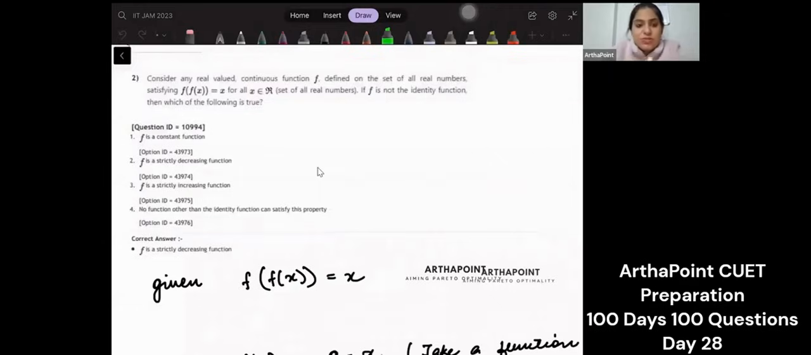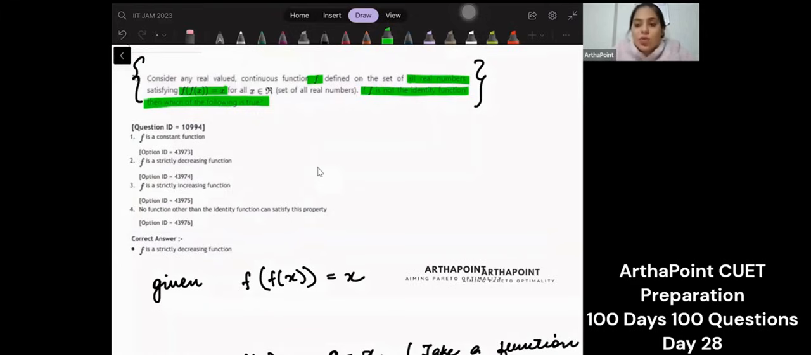Let's come to the next question. This type of question I have just done today for your question bank also. What do I want to talk about in this question? A lot of times when they give you a particular kind of case, for example here they are saying: consider any real valued function f defined on the set of all real numbers, f of x is x. If f is not the identity function, which of the following is true?